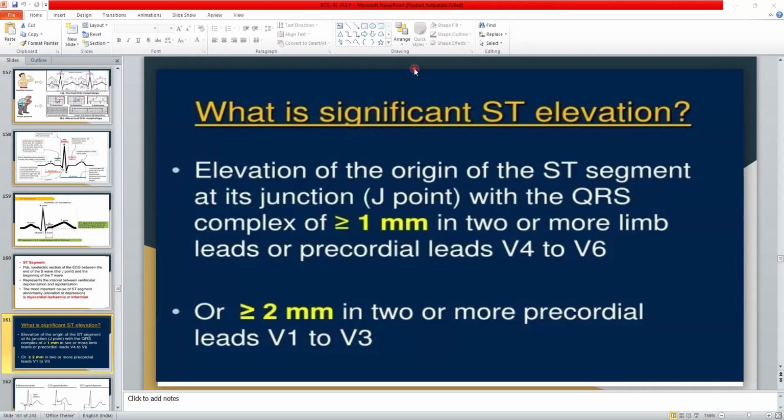And how will you say that the ST segment is elevated? Elevation of the origin of the ST segment, that is the J point, with the QRS complex of more than or equal to 1 millimeter in 2 or more limb leads or the precordial leads from V4 to V5 is significant, or when it is more than or equal to 2 millimeters in 2 or more precordial leads, that is from V1 to V3.